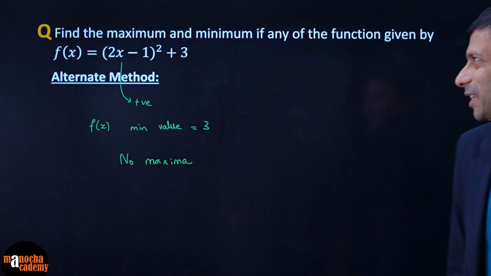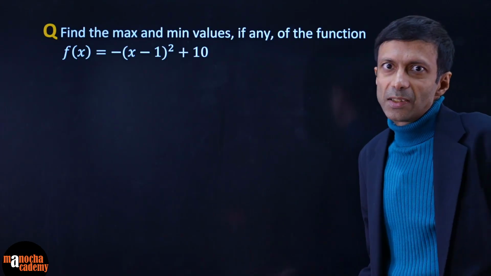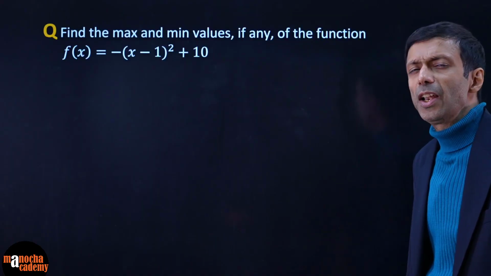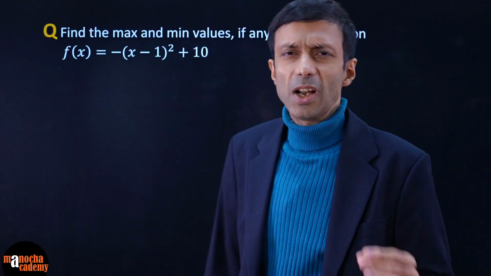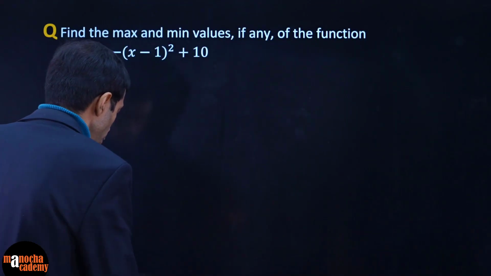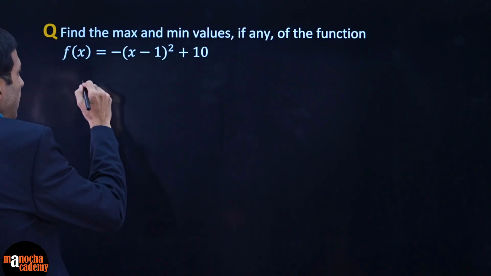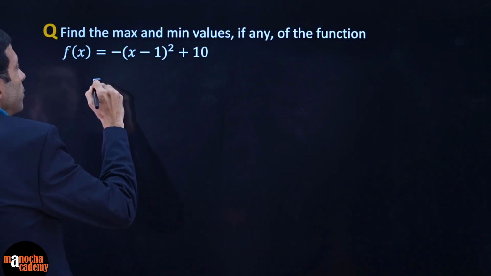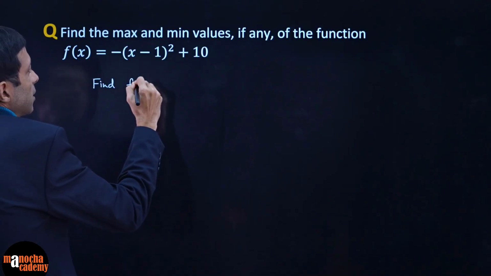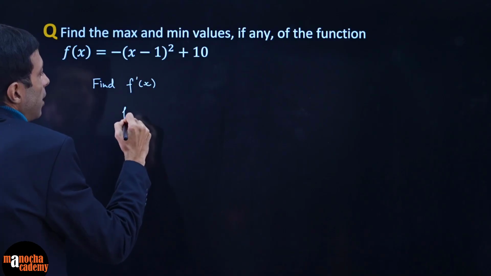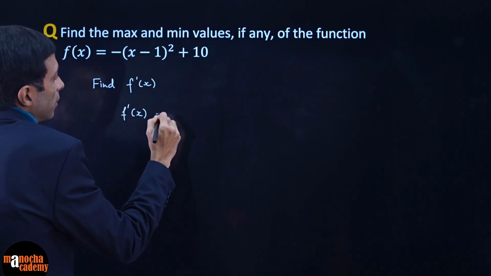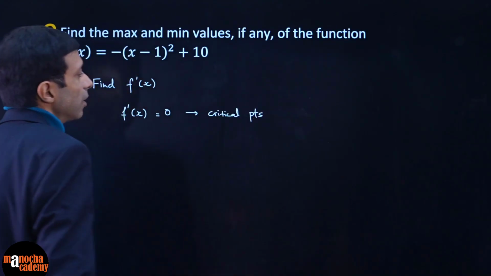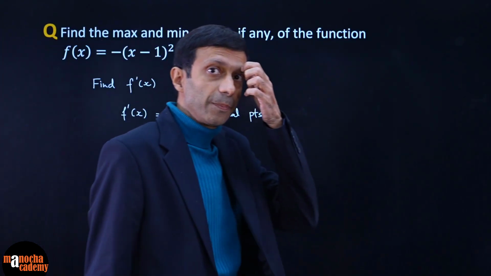So absolutely makes sense. Now similarly you may get some more functions. You have got this function, find the maximum and minimum value. Again same procedure. Now it's become very easy, right? You'll do f dash x. First step, you have to remember the steps: find f dash x, then take f dash x equal to 0. That will give you the critical points. Got it?